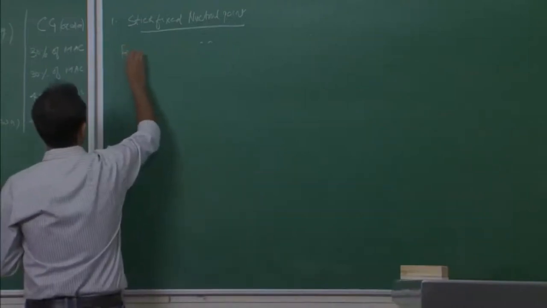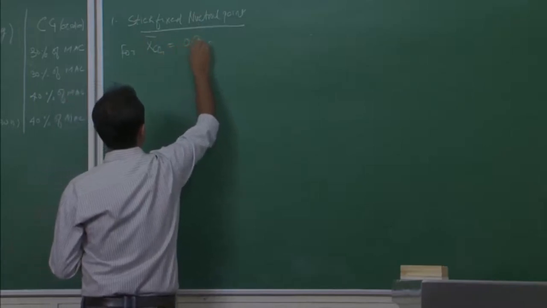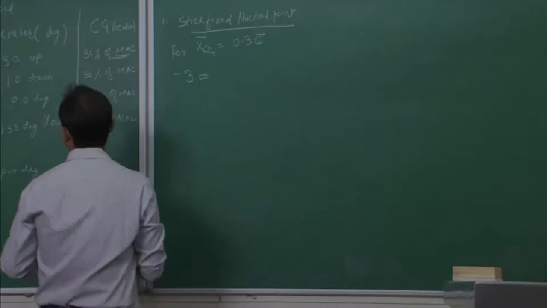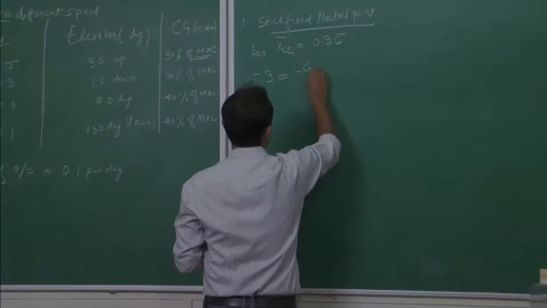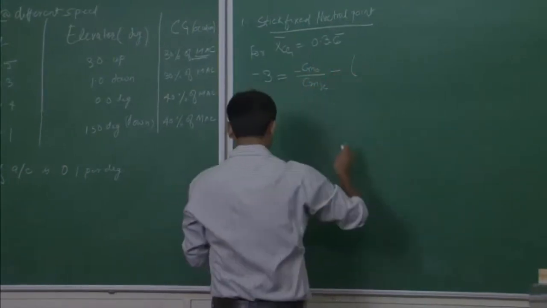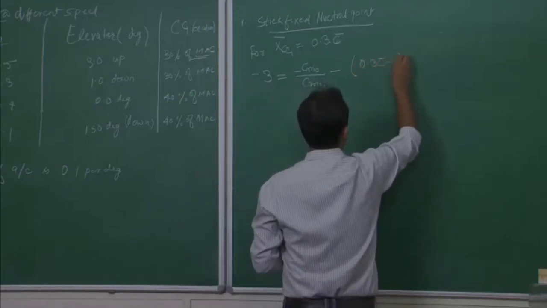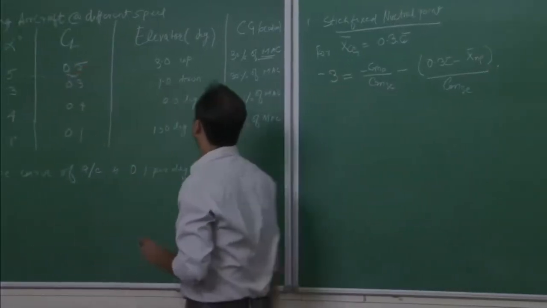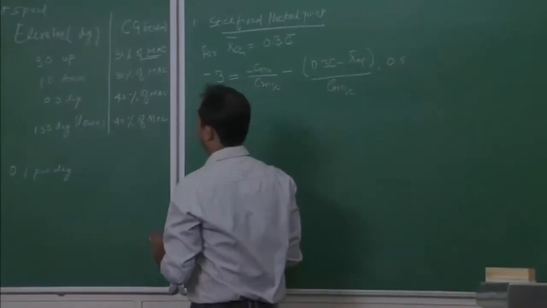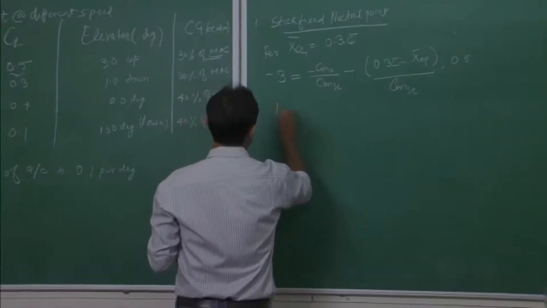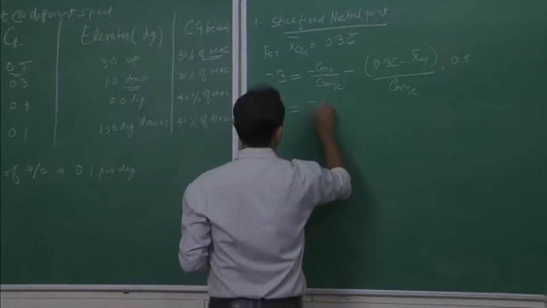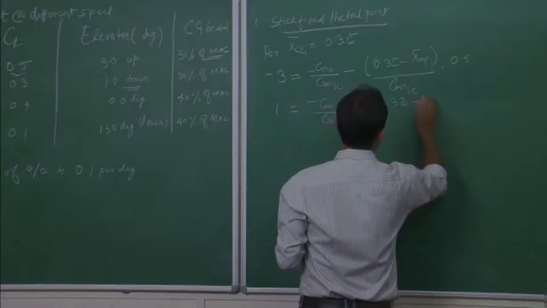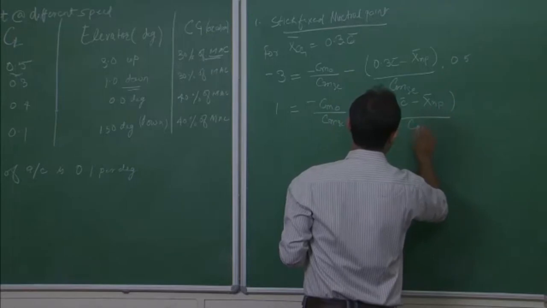So for XCG equals 0.3, or 30% of mean aerodynamic chord, we'll get the first equation as minus 3, since delta E is 3 degrees in up direction, equals minus CM naught by CM delta E minus 0.3 bar minus X bar NP by CM delta E into CL trim. For the first case it is 0.5, so into 0.5. Then from the second set of data we will get 1 equals, since elevator deflection is in down direction, 1 equals minus CM naught by CM delta E minus, CG is the same, 0.3 c bar minus X NP bar by CM delta E, and CL trim is 0.3.